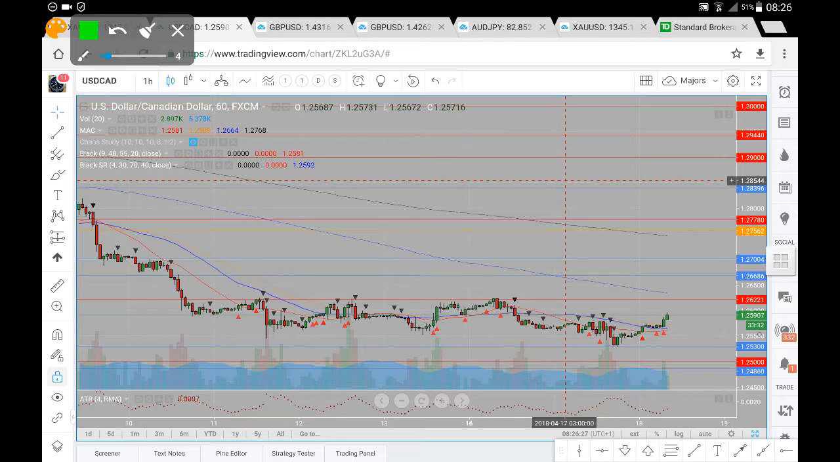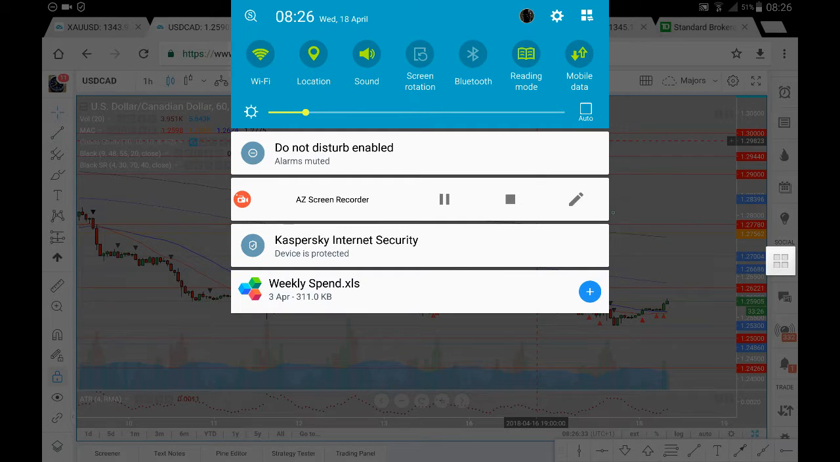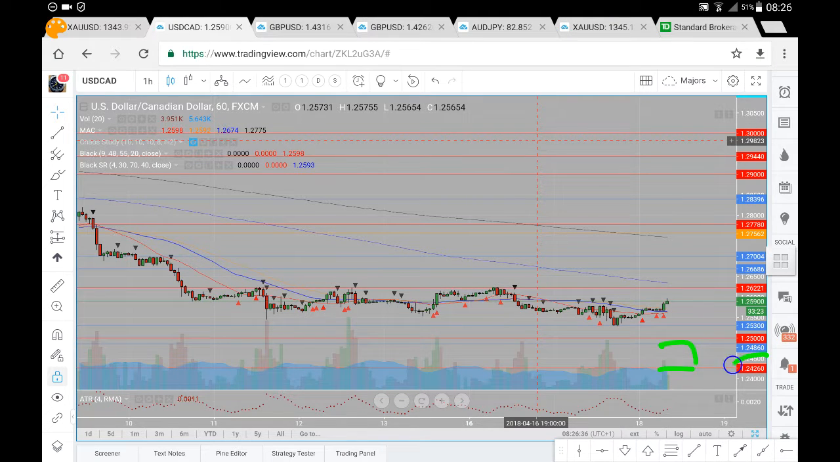So if we do break down from this 24.86, the very next major level that we are looking at here to the downside will be a move down towards that 124.26, the very next major level here on the US dollar CAD.